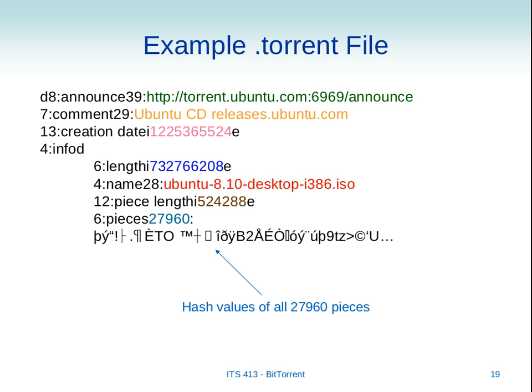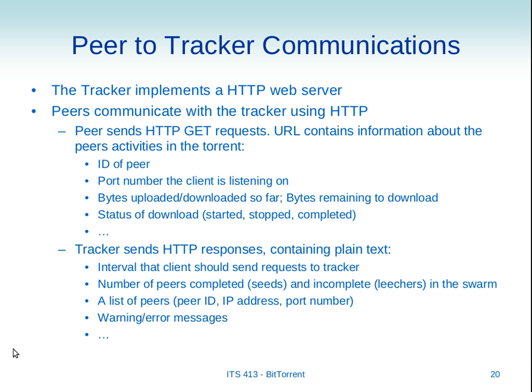When our new peer obtains that .torrent file, it knows the tracker to contact from the announce field. The tracker is acting as a web server, so it implements a HTTP server. The peers communicate with the tracker using HTTP, but not in the normal way that we think it's used. We normally use it as you send a request for a file, the server sends back a file. We're using it slightly differently, in a valid way, but different than what we normally use it for.